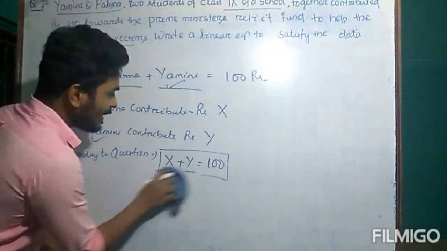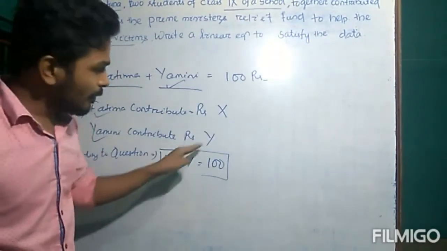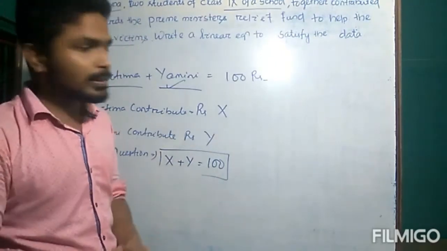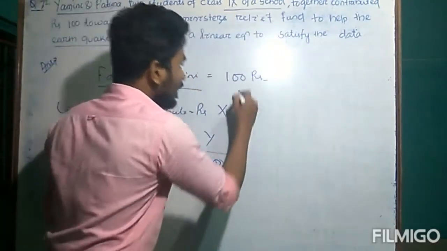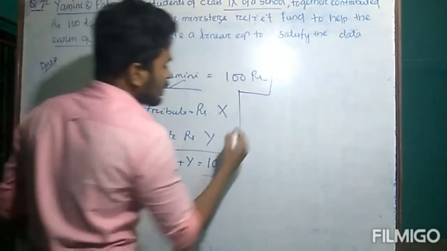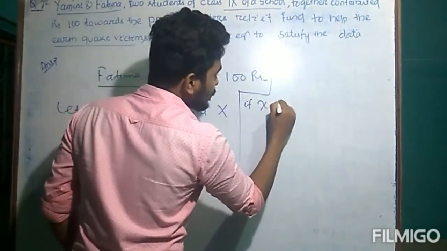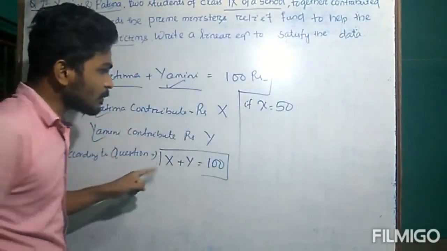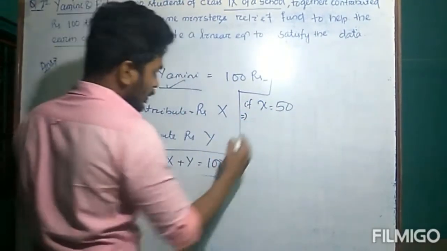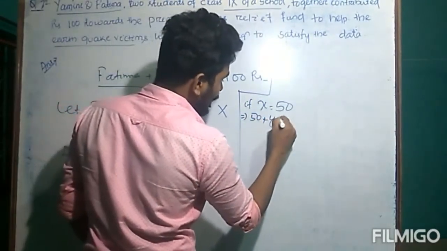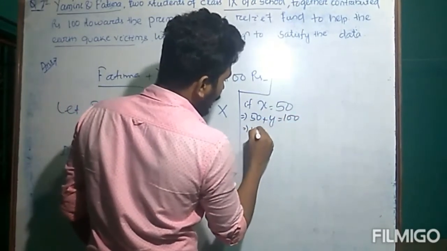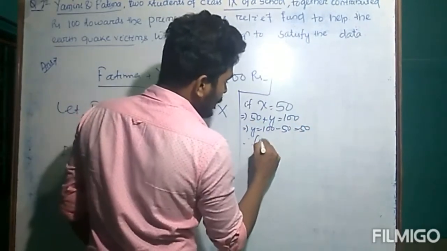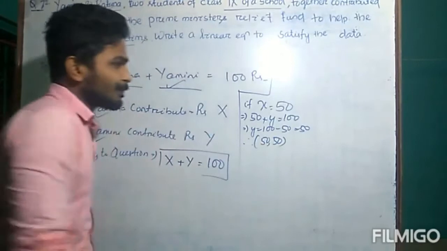Next thing is we have to draw a graph from this equation. As we know, in order to draw a graph, we need at least two solutions. So let's find two solutions of this equation. Suppose I take x to be 50. Then substitute x as 50 in the original equation. The equation becomes 50 plus y is equal to 100, implies y is equal to 100 minus 50, which is 50. Hence the solution is 50, 50.